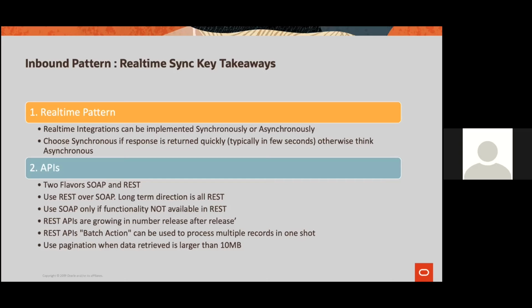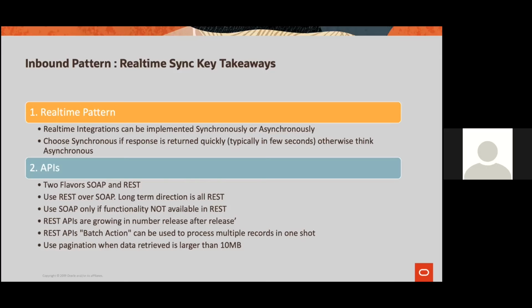That can be made use of if you have multiple records coming in and want to send in multiple records. Use pagination when the data retrieved is larger than 10 MB. OIC, being in the middle layer, today caps the messages coming in and out of OIC at 10 meg.